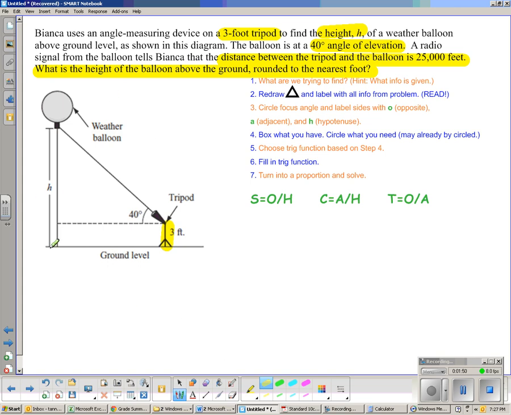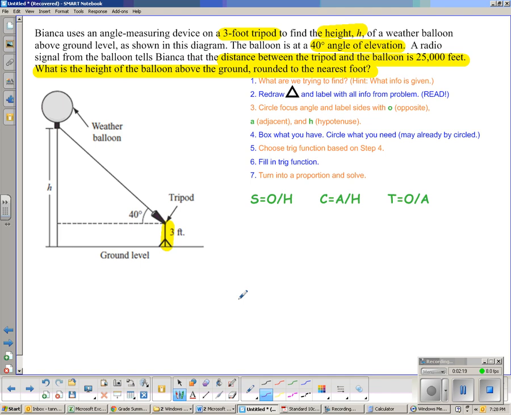So the height, we're trying to find the height of the balloon above the ground. This is the ground, so all of this. And it has to be rounded to the nearest foot. That's a whole number. That means there won't be any decimals, but we will use the number right after the decimal point to round the whole number in the ones place. Okay, so let's go ahead and get started. Grab a marker. I feel like writing in purple today.